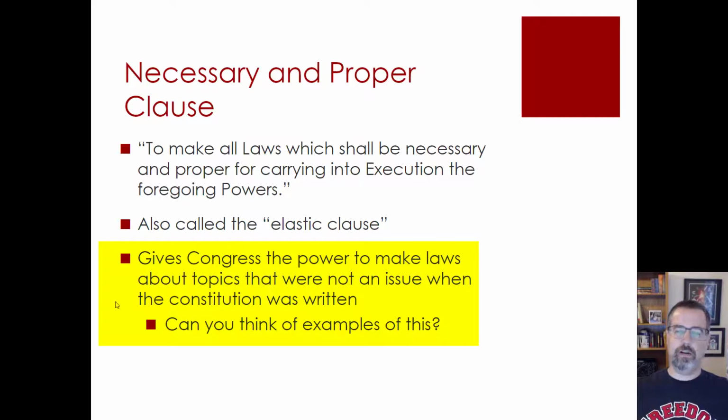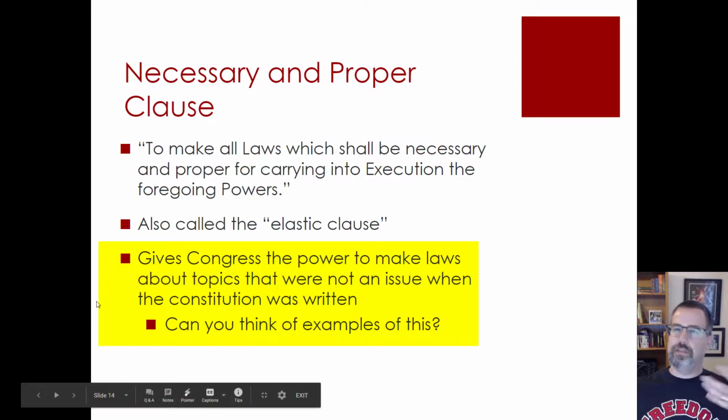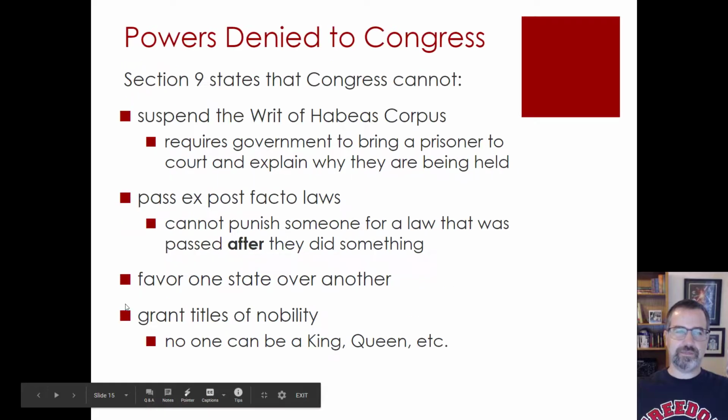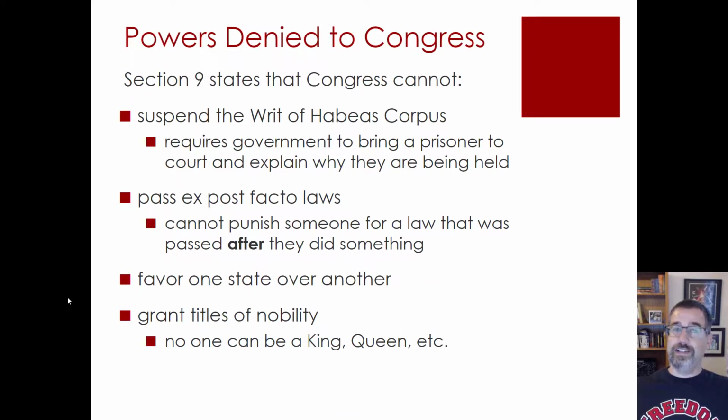So it gives Congress the power to make laws about topics that were not an issue when the Constitution was written. So when we're thinking about the internet or the Air Force, those things did not exist in 1787 when the Constitution was created. So our founding fathers wanted to make sure that, overall, for those powers, the Congress would think outside the box a little bit, stretch their powers a bit to make sure that it helps the citizens of the United States.